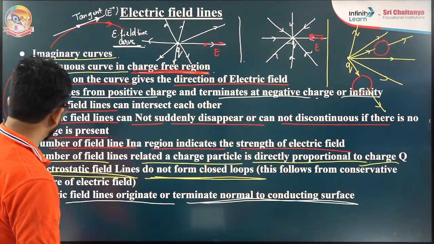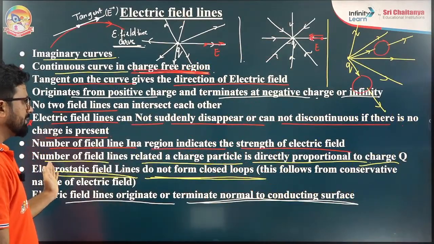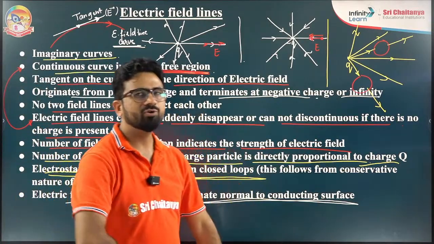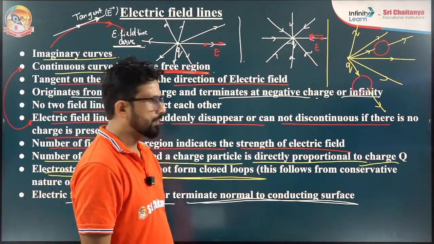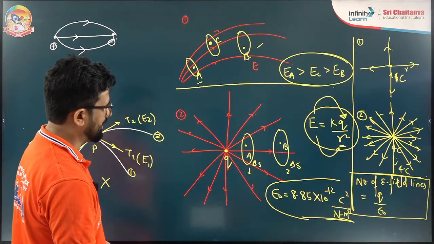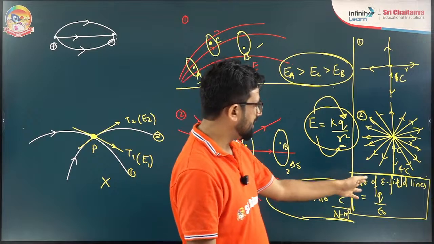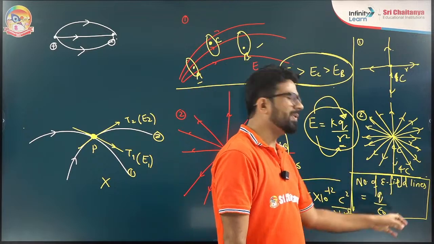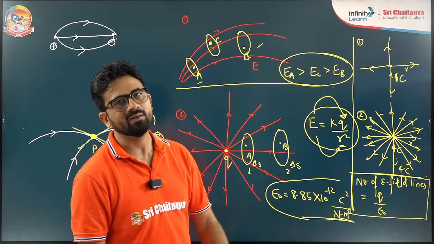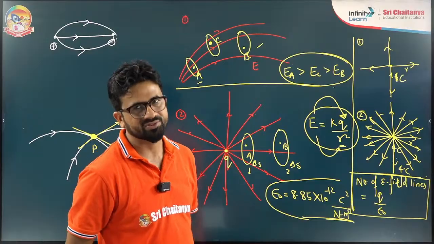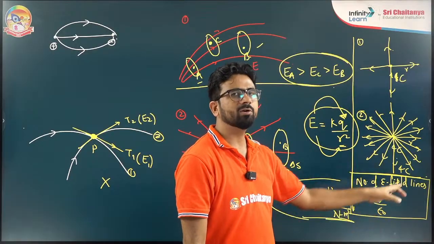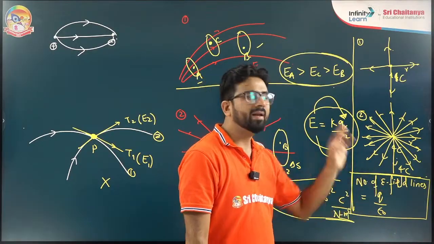Now, next we have discussed that the number of field lines related to a point charge is directly proportional to the charge Q. The number of field lines is equal to Q by epsilon naught. That means if the charge is more, more field lines will be created or related to the charge, either originating or terminating. So the number of field lines related to the point charge is Q by epsilon naught.